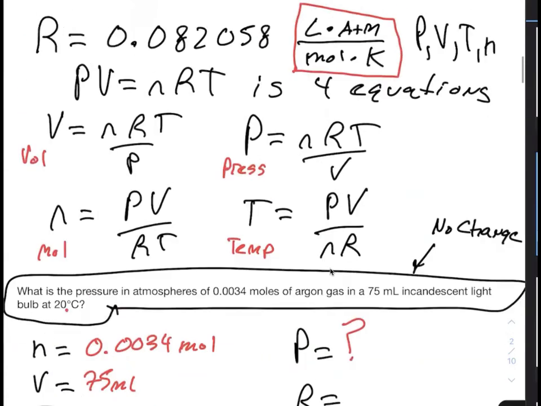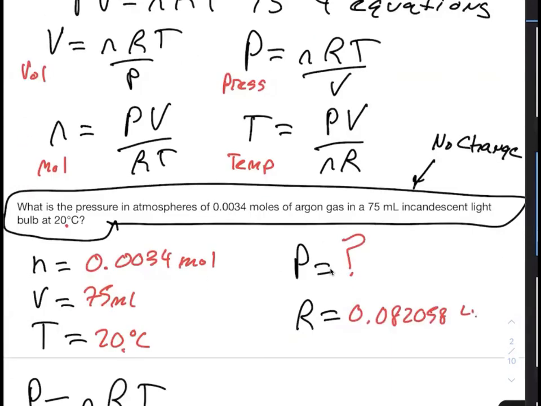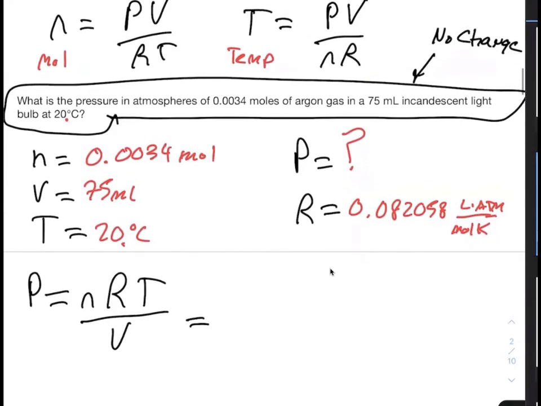So let's go back up here. R is 0.08206 liters times atmospheres over moles times Kelvin. I'm going to want to find pressure, so I'm going to rearrange the ideal gas law. Pressure is equal to nRT over V. Now, I can't just plug these in. What units do I need?